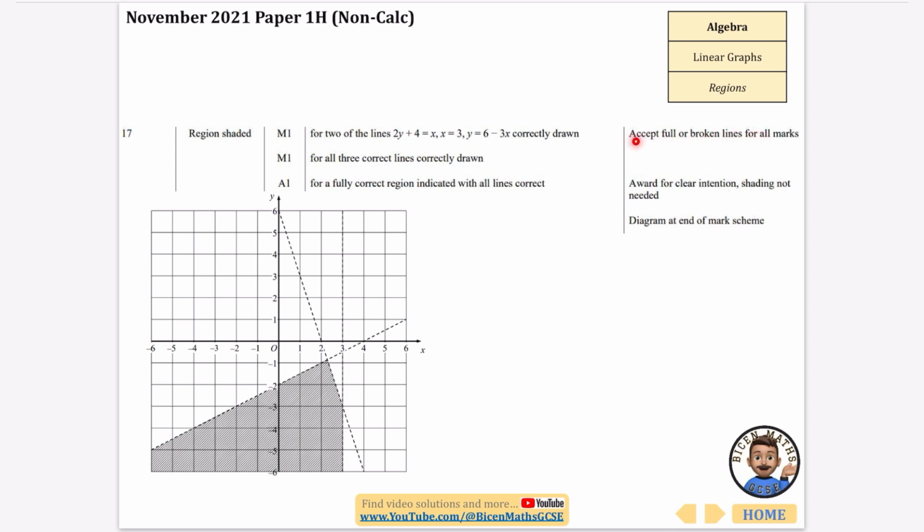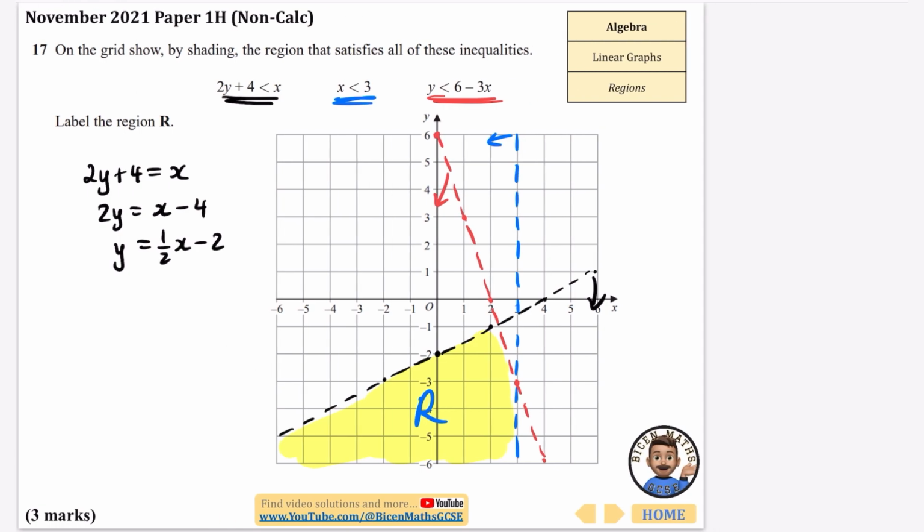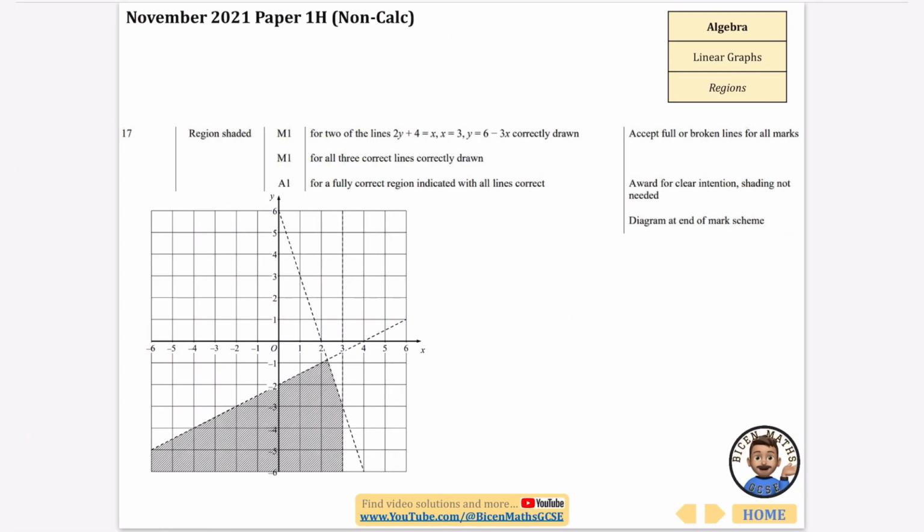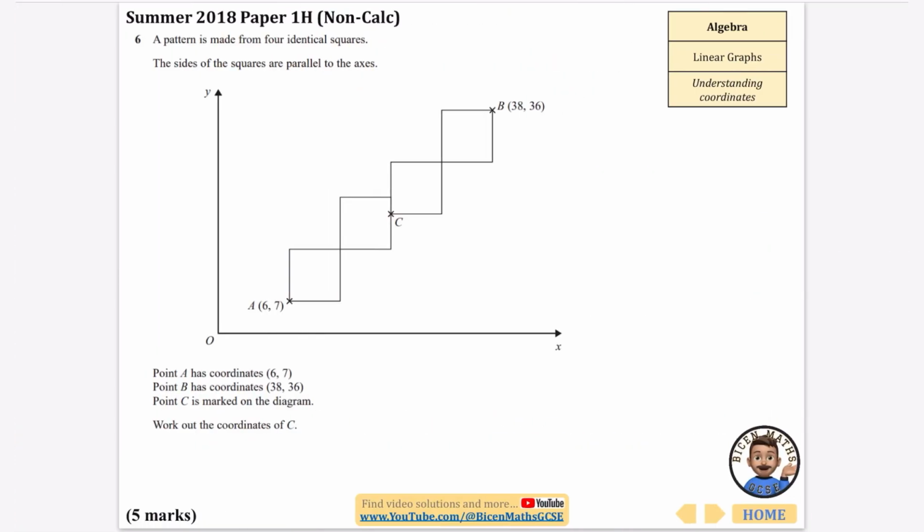Notice how it says accept full or broken lines for all marks. So even though it's meant to be dotted lines, it doesn't matter if it isn't perfectly done, if it's filled in. And then this one doesn't actually even fit in with this topic. This one comes under miscellaneous, which is what I put on the front page, and it's just about understanding coordinates. I had no idea where to put this question, so we'll just throw it in here.